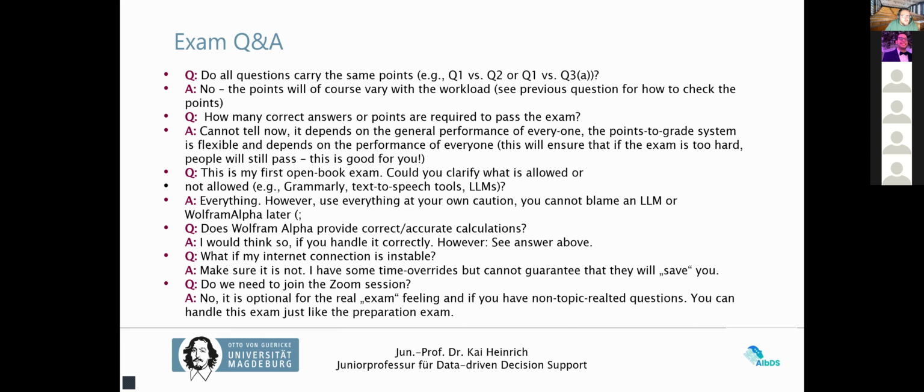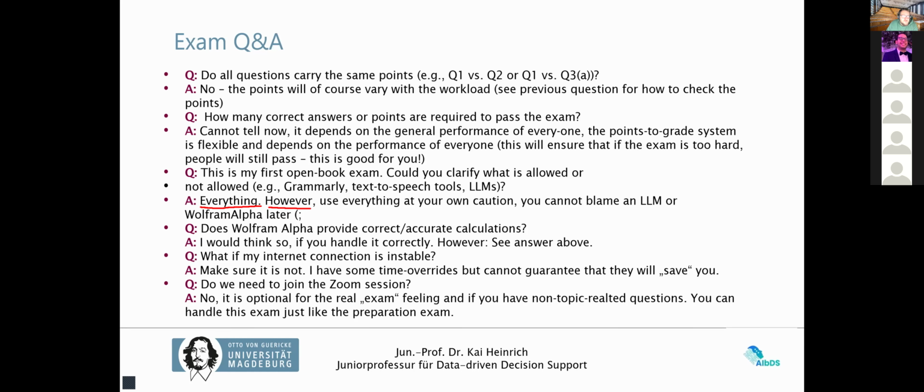Okay, this is my first open book exam. Could you clarify this aloud? Everything. You can use everything. You can use ChatGPT, text-to-speech tools, you can copy paste, you can use your camera, you can do whatever you want. However, don't come running to me after this and say, oh, my LLM is really bad. It's your exam. You write the exam. You are solely responsible for the results of the exam. No one else, no tool, whatever.